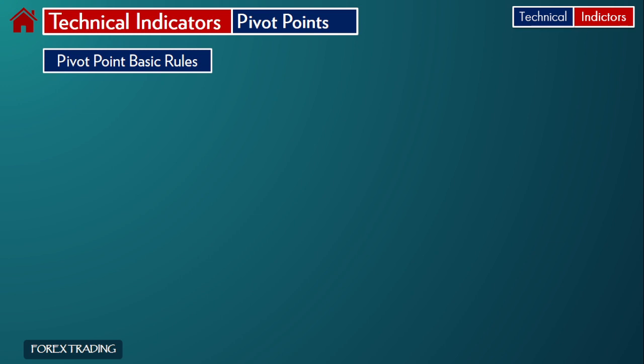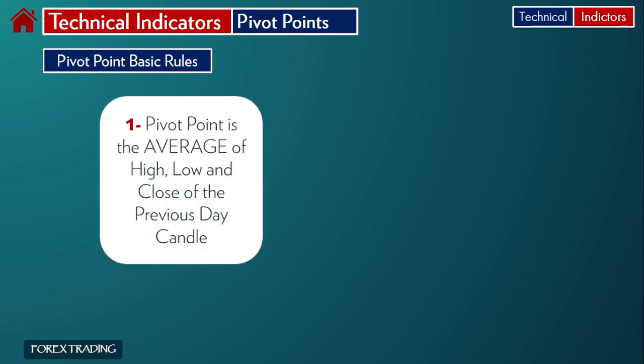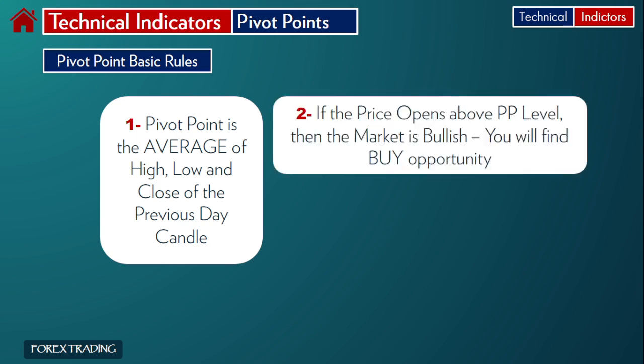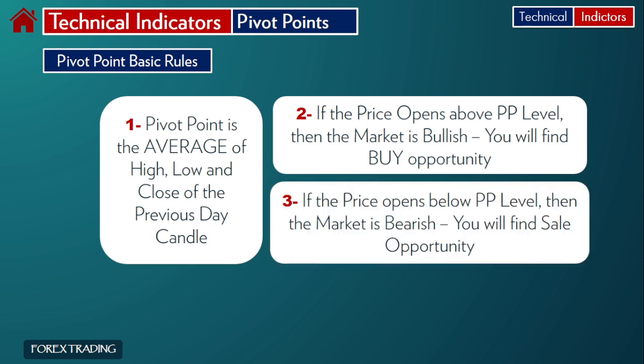Okay, there are some points that you need to remember. These are basic rules about pivot point. Number one, pivot point is the average of high, low, and close of the previous day candle. Number two, if the price opens above PP level, then the market is bullish. You will find buy opportunity. And number three, if the price opens below PP level, then the market is bearish. You will try to find sale opportunity.